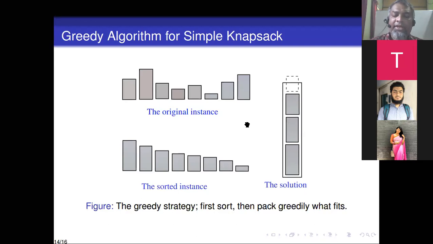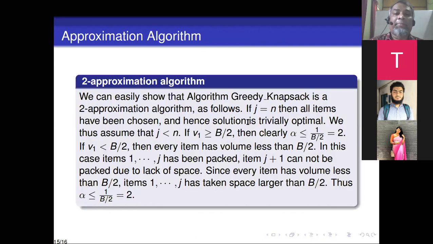Clear, sir. Okay, so we are analyzing this algorithm, remember. If v1 is greater than or equal to b by 2, that means in the worst case, we have taken only one item, and all other items, the second item also, its volume is greater than or equal to b by 2. So we have taken only one item, and in that case also clearly alpha is less than or equal to 2. If v1 is less than b by 2, then every item has volume less than b by 2.